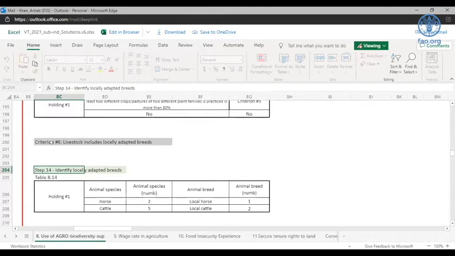Even the local small-scale subsistence agriculture holder, if they have livestock operations on their holding, even they know whether the livestock they are raising is a locally adapted or local breed, or whether it's a hybrid breed, or whether it's entirely foreign to the country or to his region.